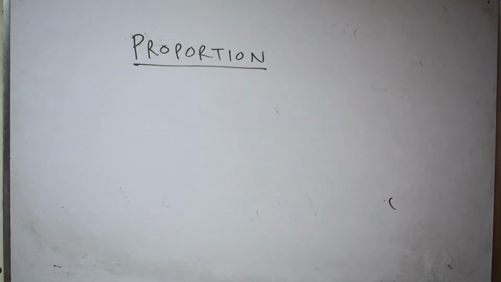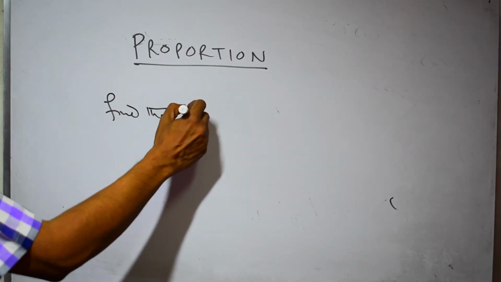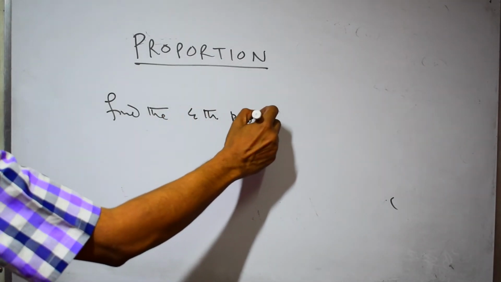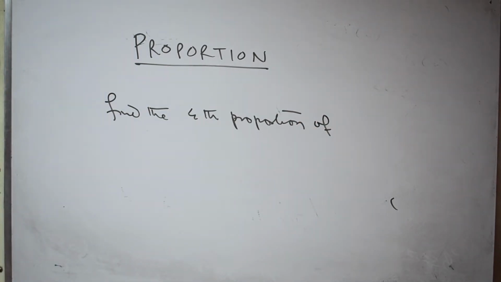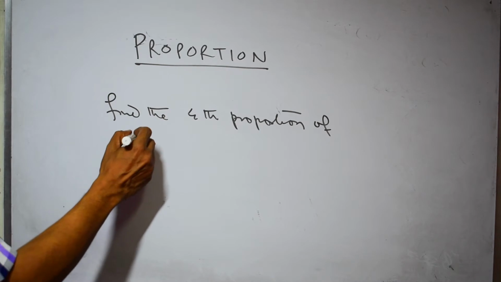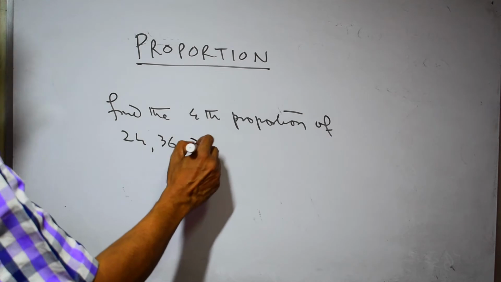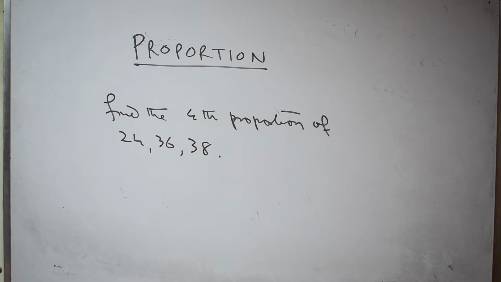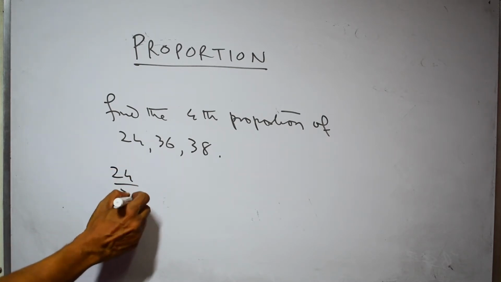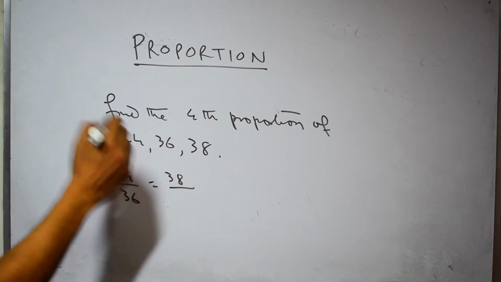Now we can have a problem like this. Find the fourth proportion of 24, 36, 38. That's all. So we don't know the last number. What we can discuss will be 24 by 36. This ratio should be equal to 38 by the next number which we don't know, let it be x.